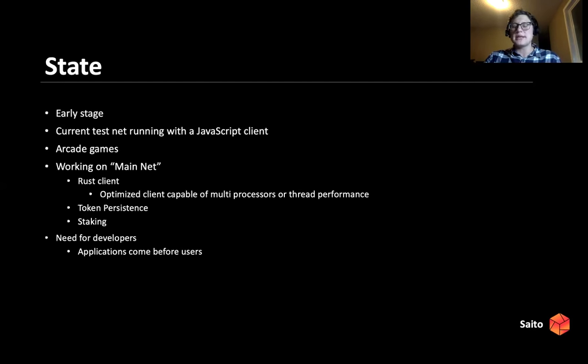And one of those parts is a Rust client as opposed to a JavaScript client. I believe Rust is written in a language similar to JavaScript, or if not, it might even be JavaScript in and of itself. But Rust is different in the sense that it can allow these nodes to run the Saito code or run the Saito software on multiple processors as opposed to one, which should really increase performance when providing an infrastructure. So one other thing that Saito was working on is token persistence.